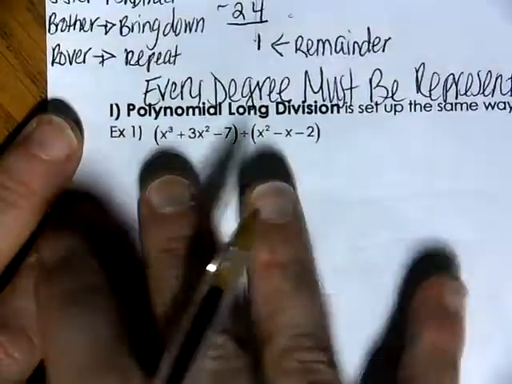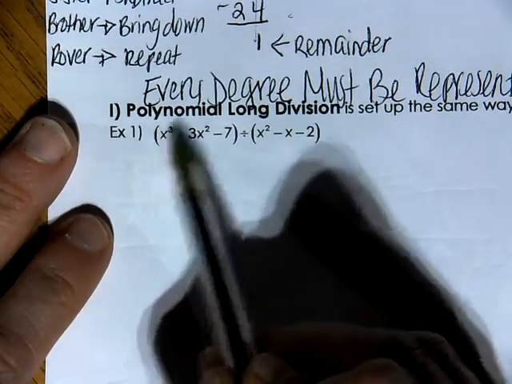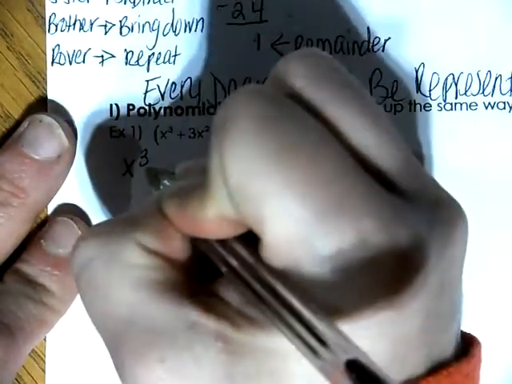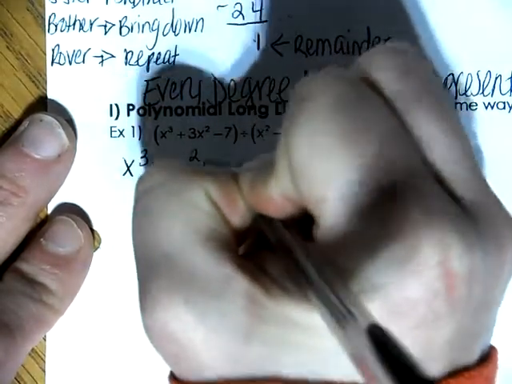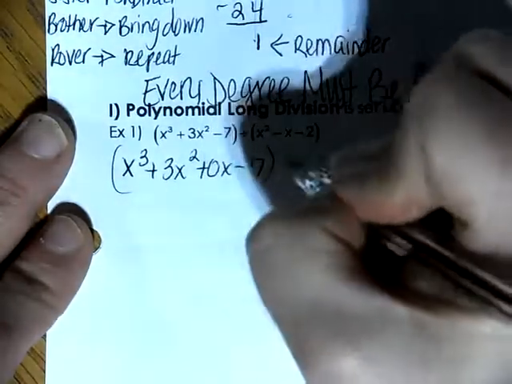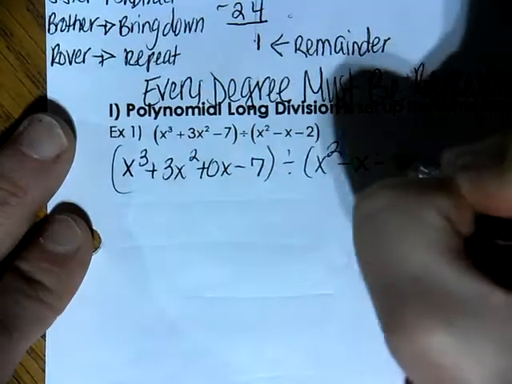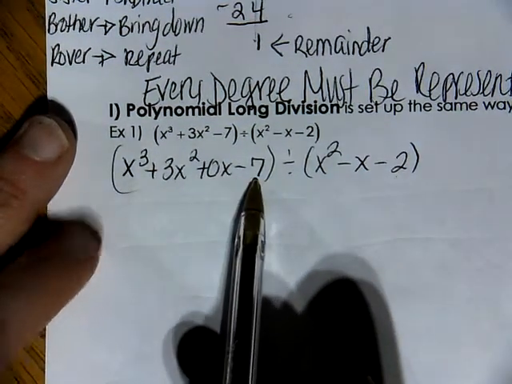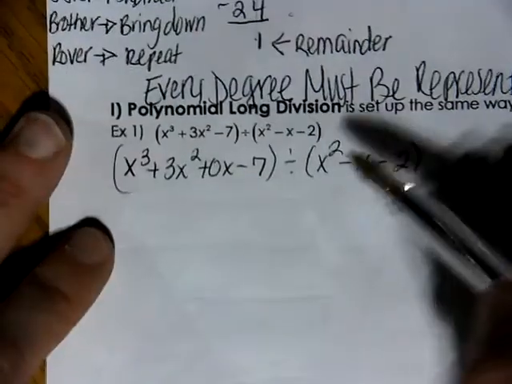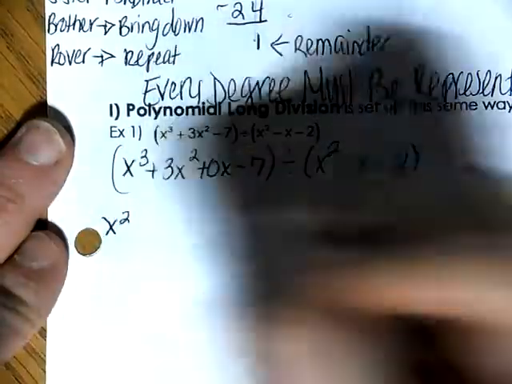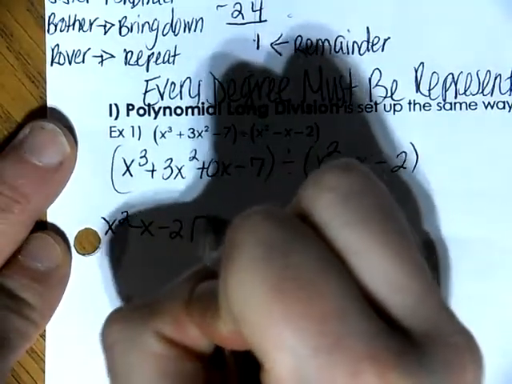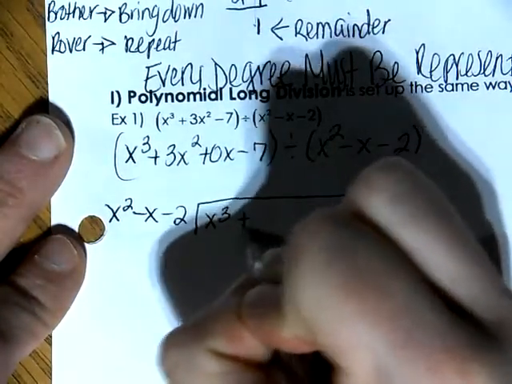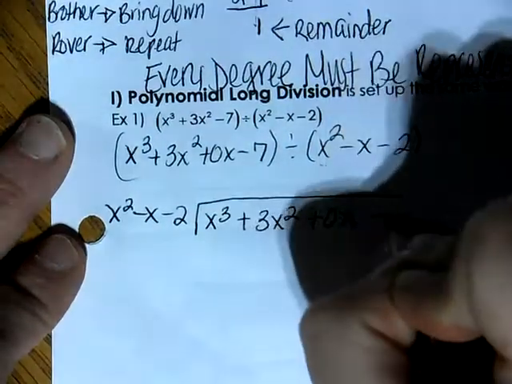For example number 1, I need to make sure that every degree is represented. So I have a 3, a 2, and a 0. What I'm missing is my linear term. So I'm going to rewrite this as x cubed plus 3x squared plus 0x minus 7, and this is being divided by x squared minus x minus 2. All of my degrees are represented in my divisor, and now all of my degrees are represented in my dividend. So I'm going to put x squared minus x minus 2 on the outside of a box, and underneath my box, I'm going to write x cubed plus 3x squared plus 0x minus 7.